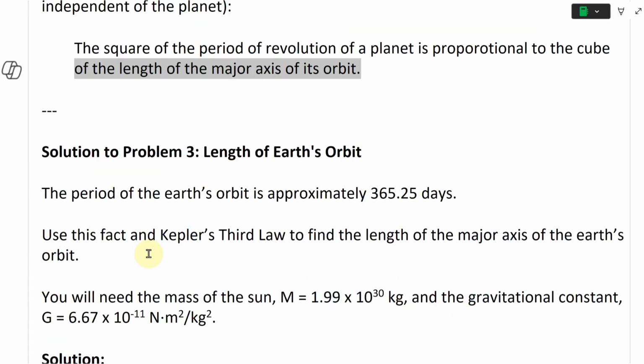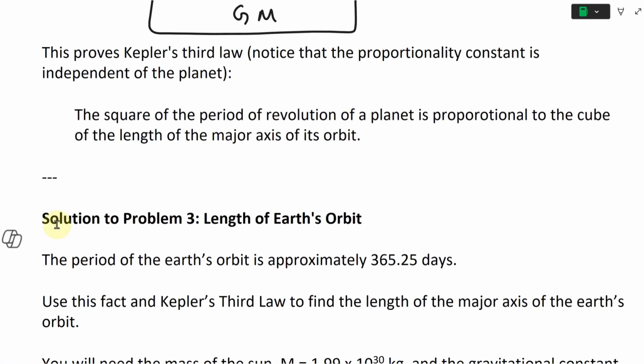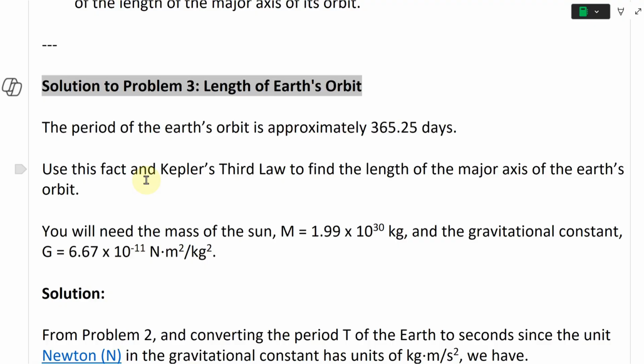Again, fascinating stuff. All right, and now that we have that, let's take a look at the solution to problem 3 and look at the length of Earth's orbit. The period of the Earth's orbit is approximately 365.25 days, and we're told to use this fact and Kepler's third law to find the length of the major axis of the Earth's orbit.